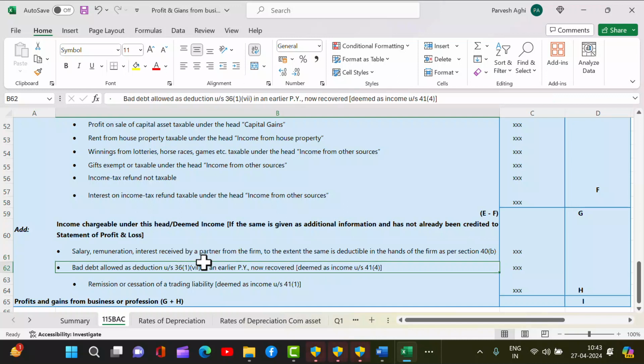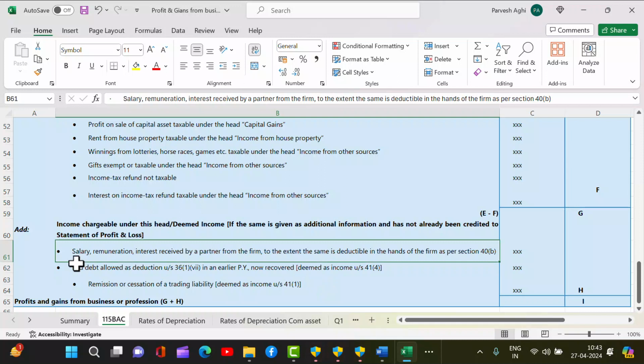Okay. Then further. But why, sir? If two partners are working, then salary has to be included, no? Like excluded from the profit and loss. Okay. Just read this again. Salary, remuneration, interest received by a partner from the firm, to the extent the same is deductible in the hands of the firm as per section 40B.